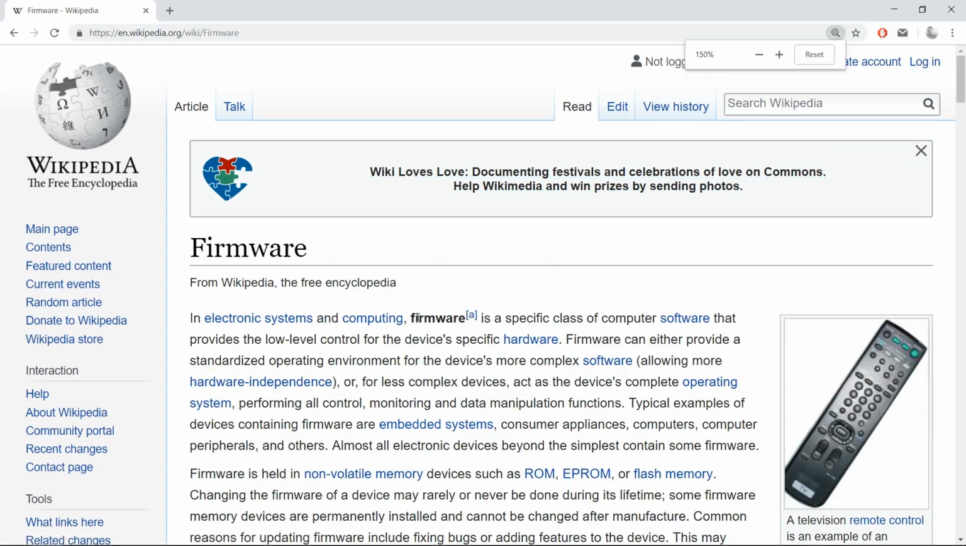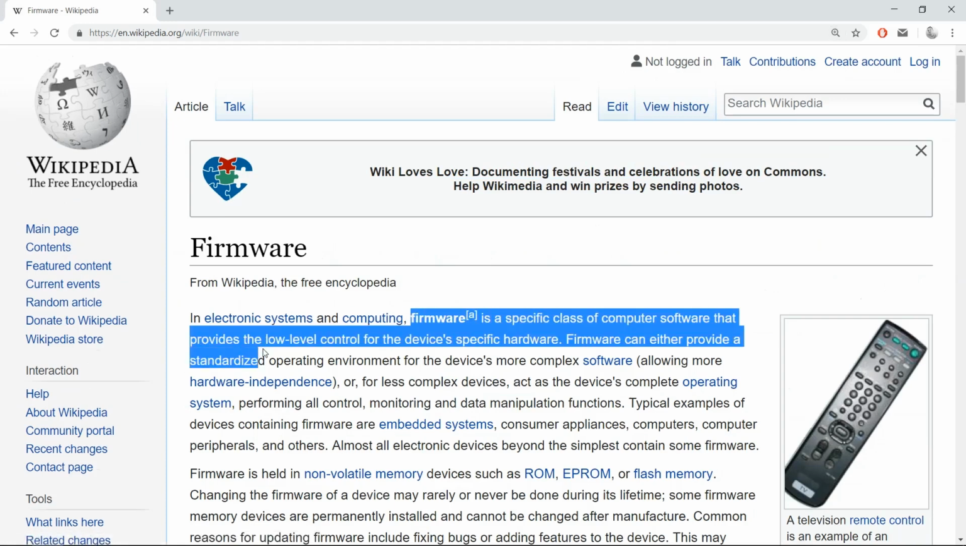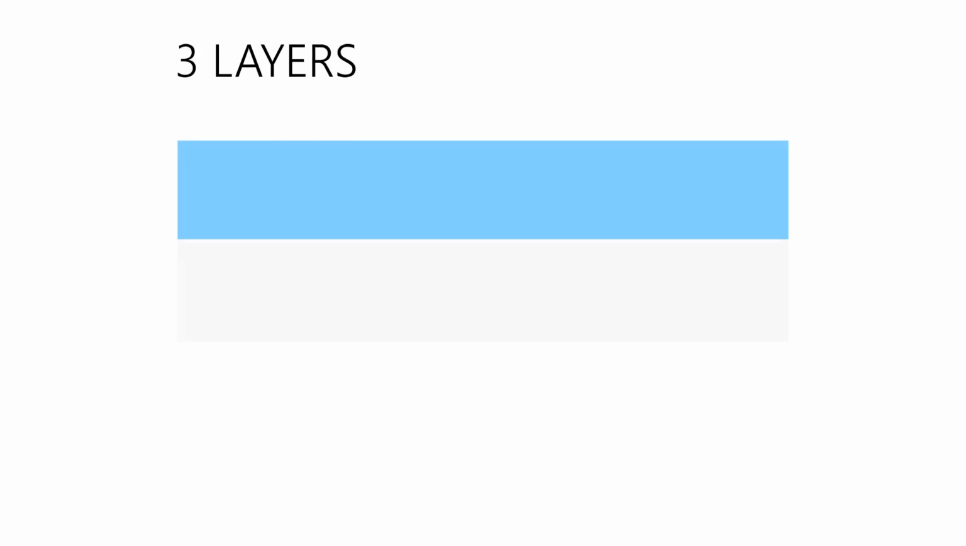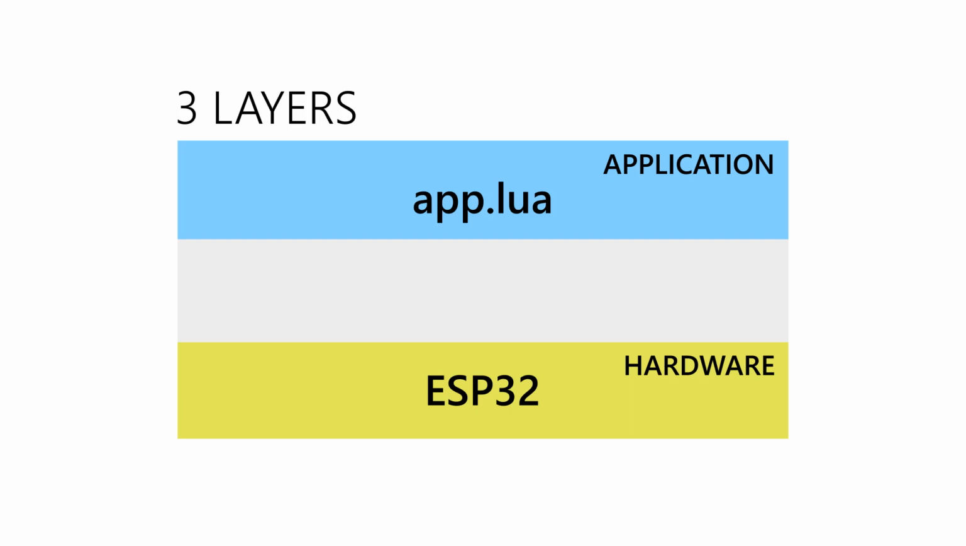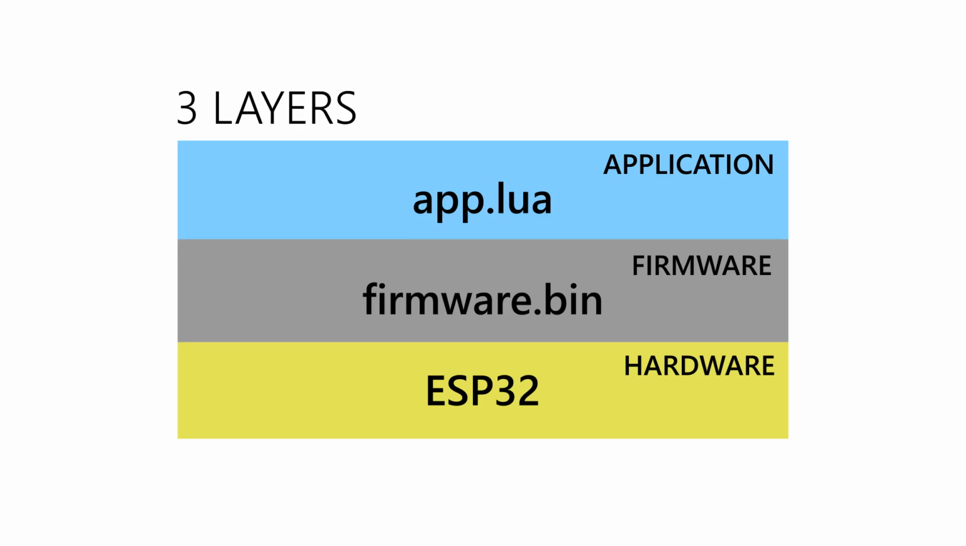According to Wikipedia definition, the firmware is a specific class of computer software that provides the low-level control for the device's specific hardware. So basically, there are 3 layers. Bottom layer is hardware, in this case hardware of ESP32. Top layer is our application, which is written using Lua. The coupler that connects these two layers is the middle layer called the firmware. So basically the main task of firmware is to translate our Lua code so ESP32 can understand what we want to tell it to do.